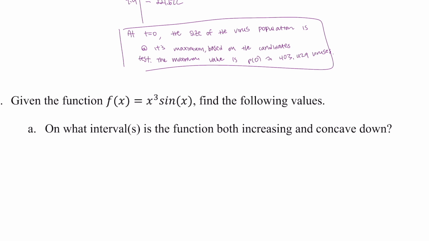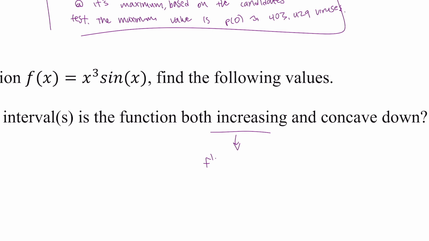And then going off to number 2, given a function f of x equals x to the third times sine x, find the following values. On which intervals is the function both increasing and concave down? So for this, we need to find when f prime x is greater than 0 and concave down, f double prime of x is less than 0.